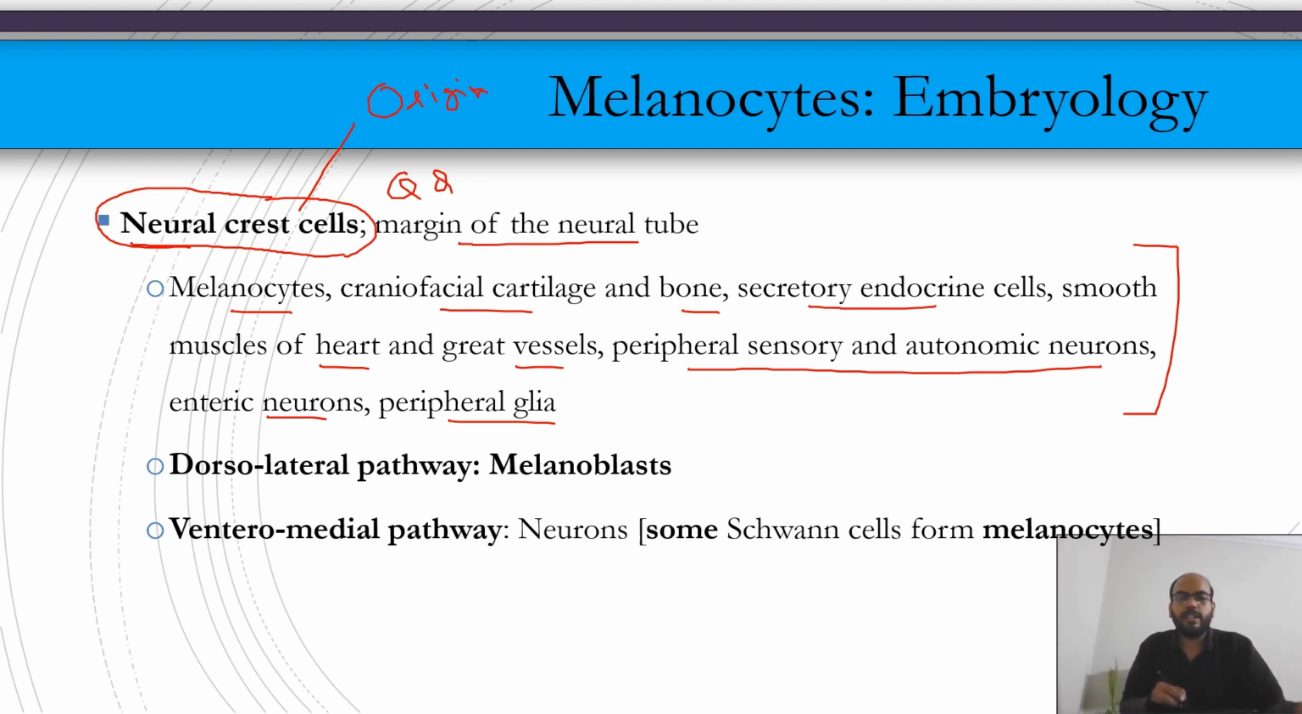Now from the neural crest cells, let's just make a rough diagram. This is the neural tube, which is invaginating, and eventually it will close.